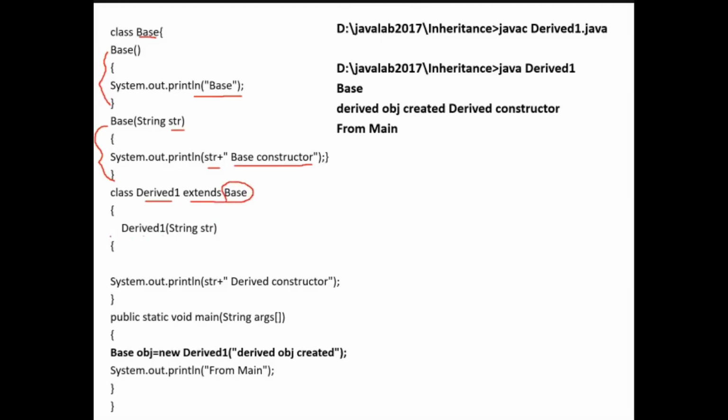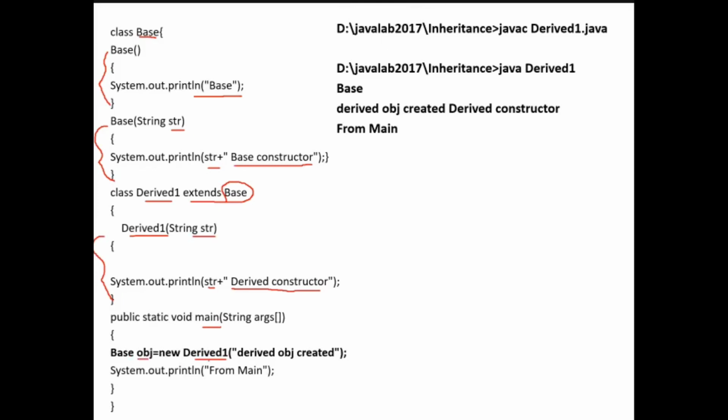In this derived class also I have a one-argument constructor. Here I print str, along with "derived constructor". And in this derived class itself, I have a main function. Now I am creating an object for the derived class, and it is stored in a base class reference.